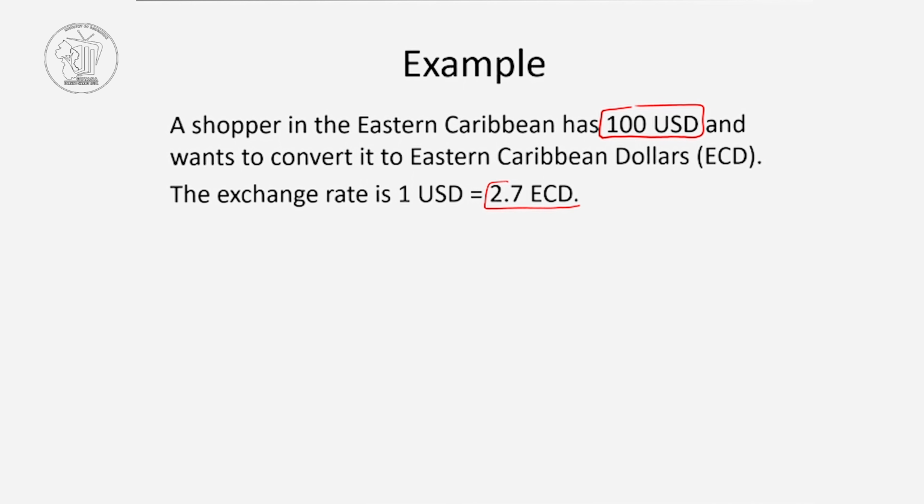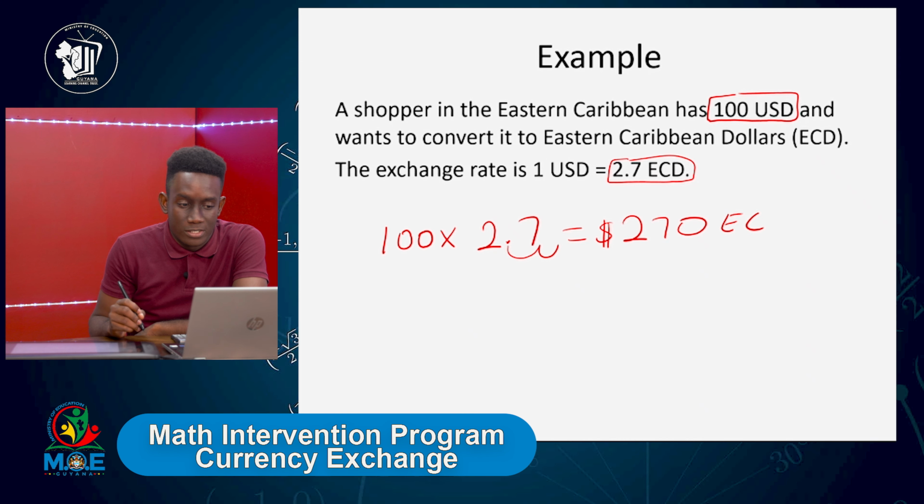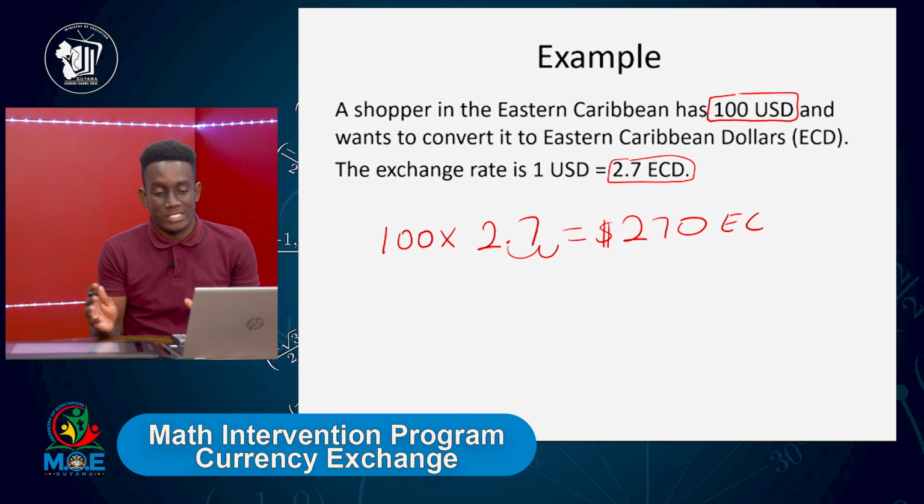So this will be 100 multiplied by 2.7. This will just give us 270 EC dollars. So we converted 100 US dollars to EC dollars.